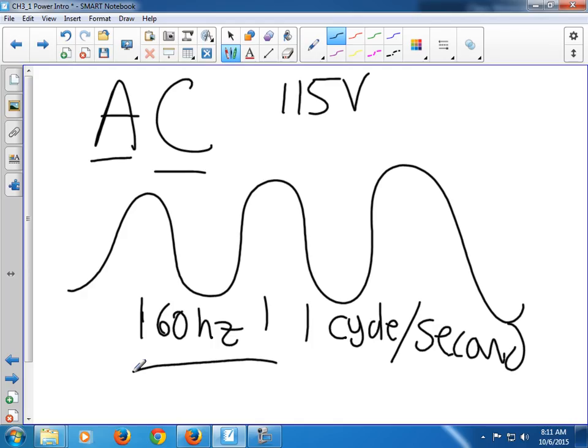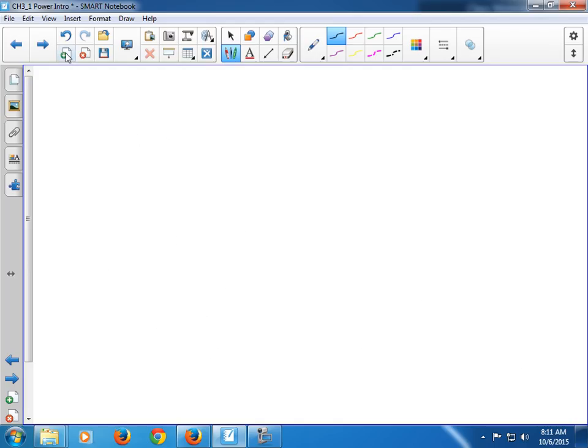What else do I write down? Okay, so that's AC. DC power is just, whatever the voltage is, the voltage. It's very flat. And again, AC, large distances, DC, short distances.